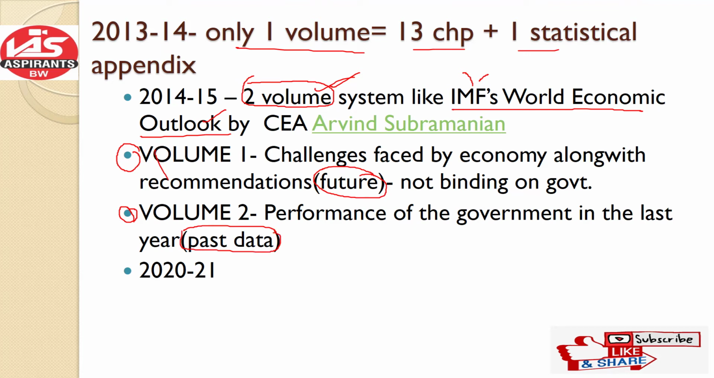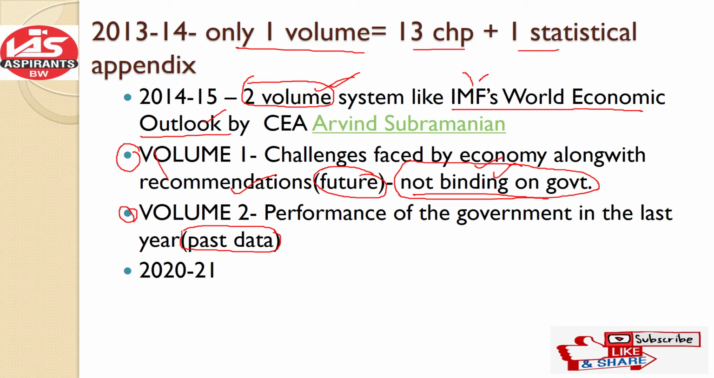And what exactly is given in volume 1? The challenges which are faced by the Indian economy along with the recommendations. So when I say recommendations, is it mandatory for the government to follow these recommendations given by the survey? The answer is again no. Why? Because constitutionally it's not obligatory. It's not obligatory for the government to present the economic survey, and similarly the recommendations are not binding on the government. So the government may follow it because the recommendations are really good, or the government may not follow it. It's their own discretion. There is as such no obligation on the government to follow the recommendations.